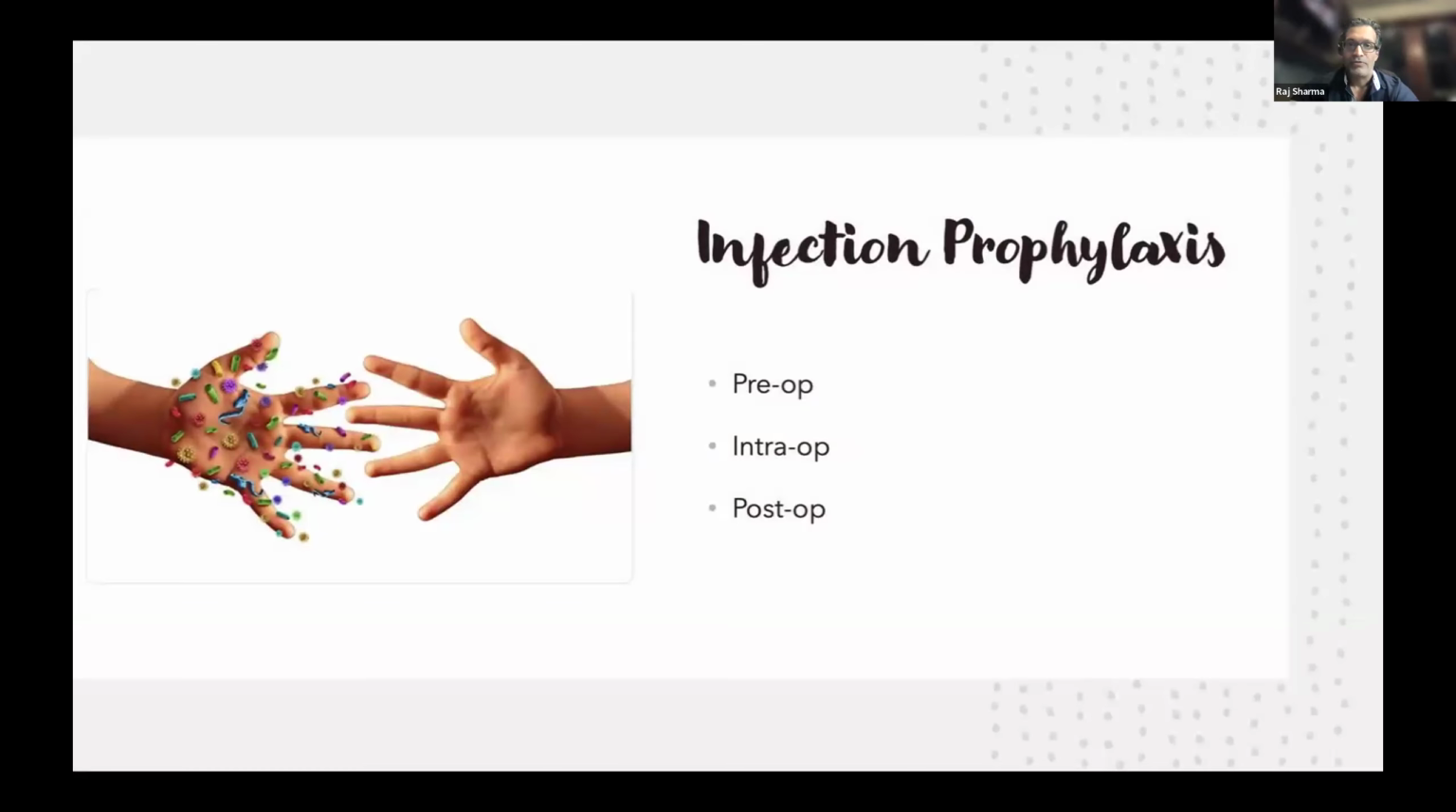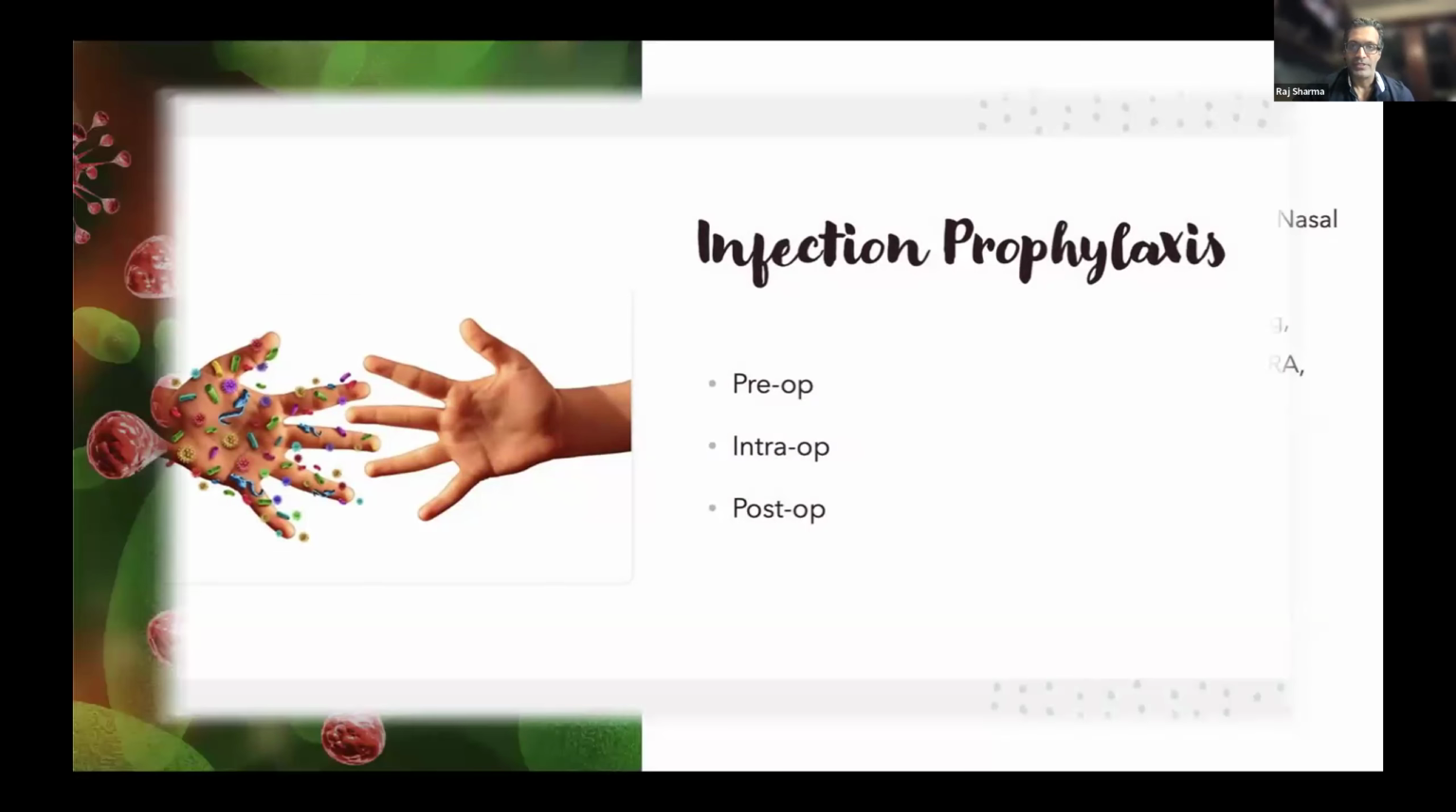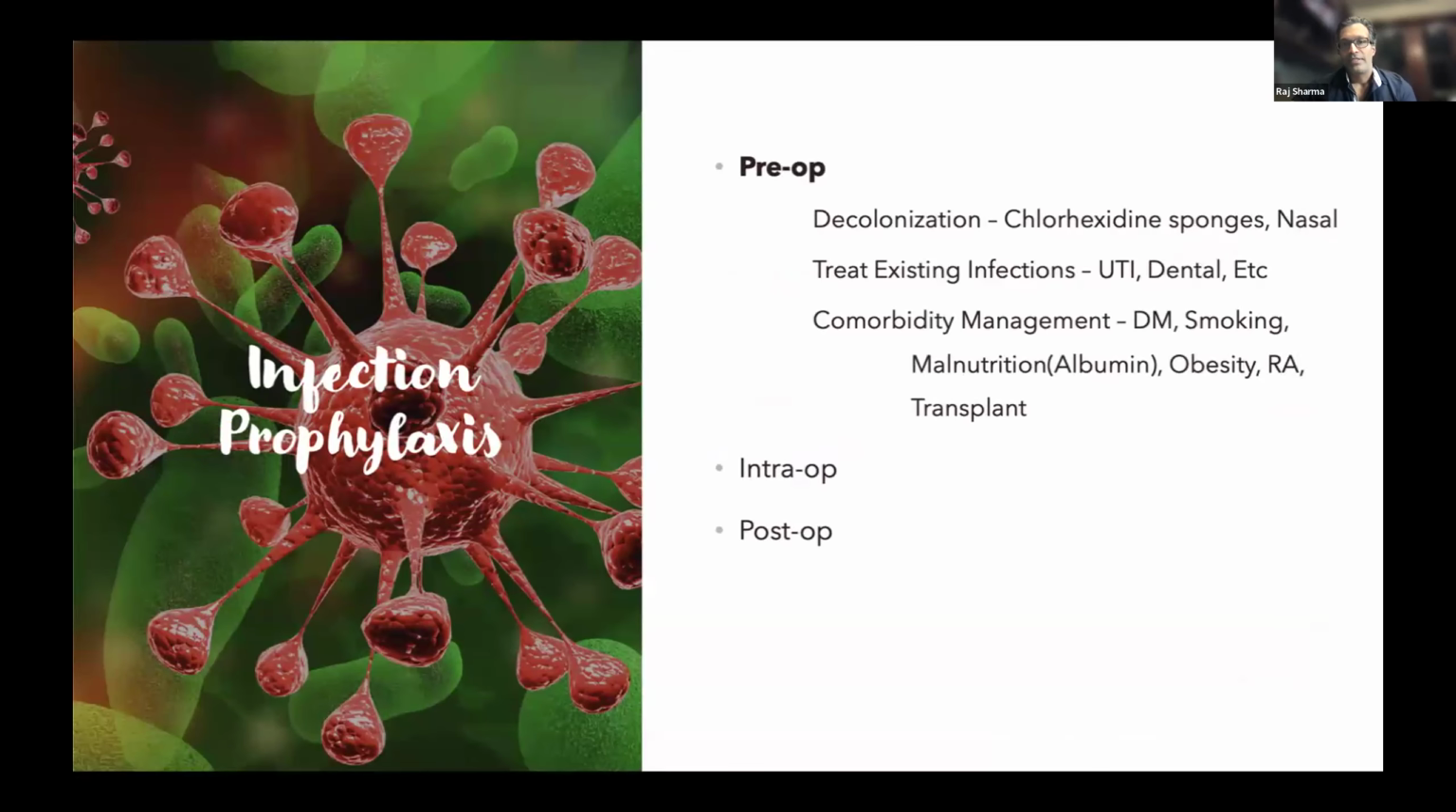In terms of infection prophylaxis, I divided up into preoperative, intraoperative, and postoperative considerations. So preoperative is decolonization, so things like chlorhexidine sponges on the skin, nasal decolonization. Treating existing infections, so UTIs, dental, or any other type of infection that could be identified before surgery. And then comorbidity management. This is a big area, extremely important to optimize the patient themselves.